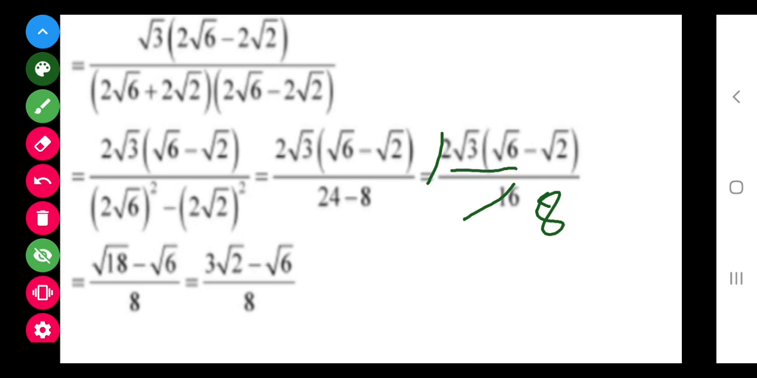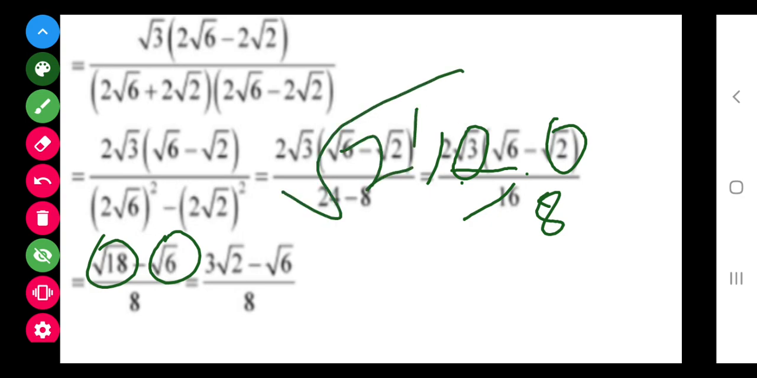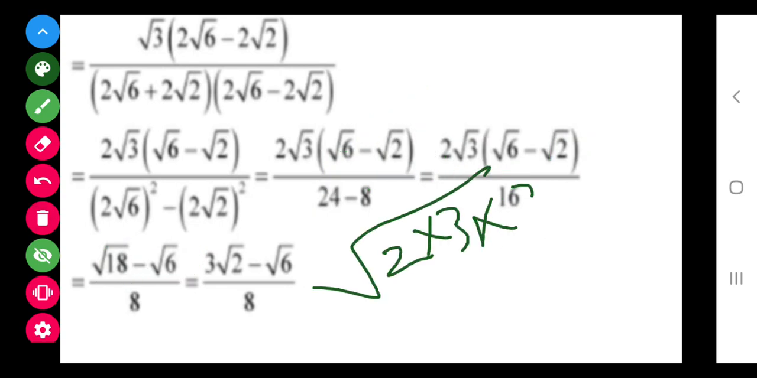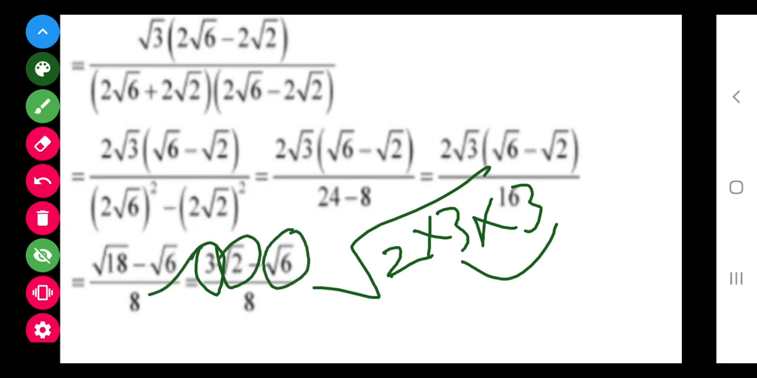Now root 3 is multiplied here. Root 3 into root 6 is root 18, and root 3 into root 2 is root 6. So root 18 can be written as 2 into 3 into 3, and we can take this 3 out like this. Finally root 2 will be the part left, and root 6 is as it is. It cannot be solved further.